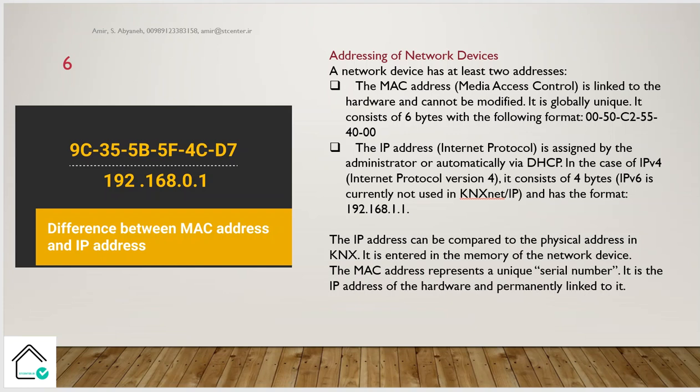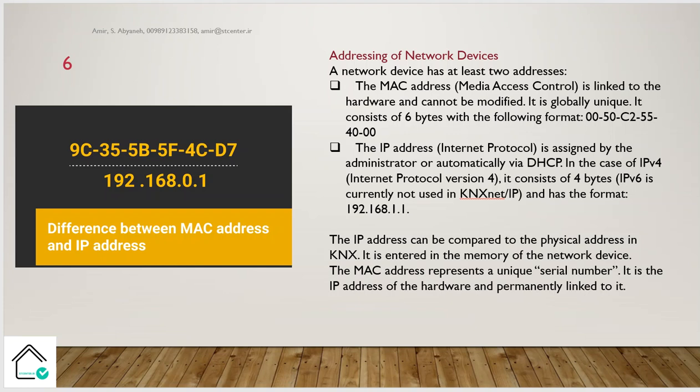You can see the IP address, Internet Protocol, is assigned by the administrator or automatically via DHCP. In the case of IP version 4, it consists of 4 bytes. IP version 6 is currently not used in KNX net IP. The format for IP version 4 is something like 192.168.1.1. The IP address can be compared to the physical address in KNX. It is unique in the local network. Remember that the IP address is unique.